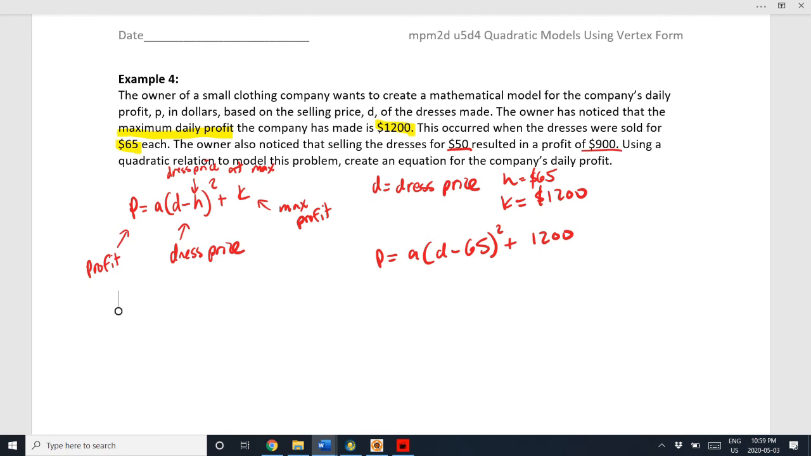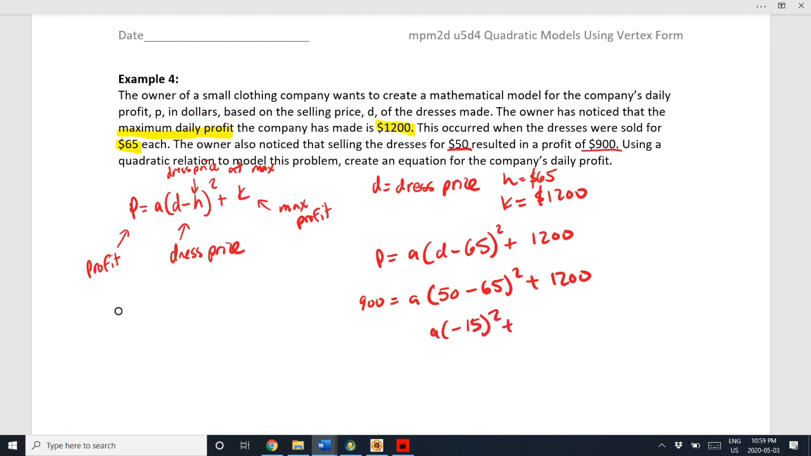Okay, so we know the profit is equal to 900 when D is equal to 50. So we're going to plug that value into this equation here. So 900 is going to be equal to A bracket 50 minus 65 squared plus 1200. And now we just go ahead and solve for A. So we'll finish off with this bracket here. So 50 minus 65, that's negative 15 squared.